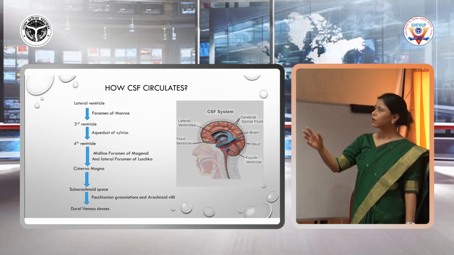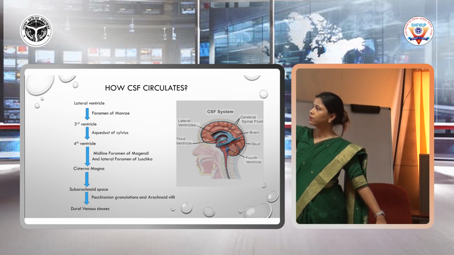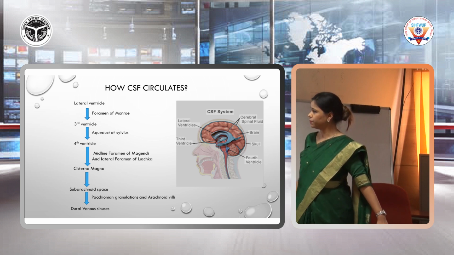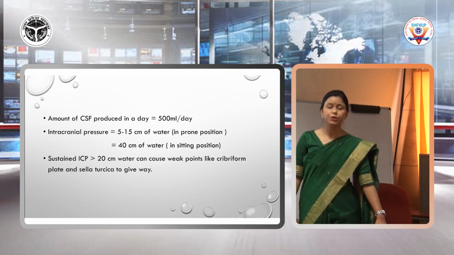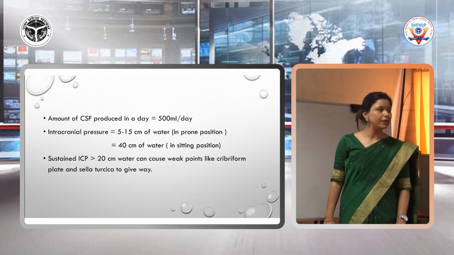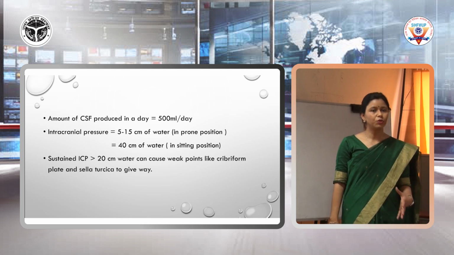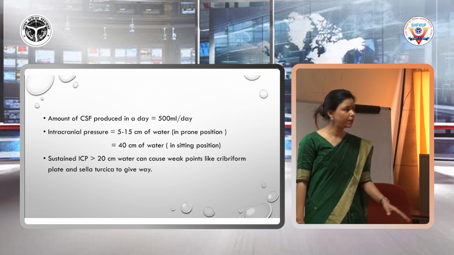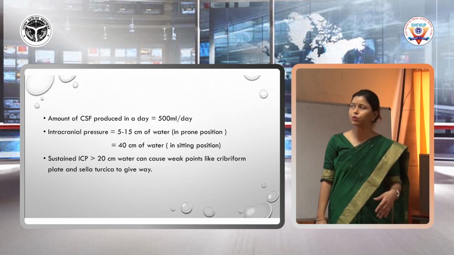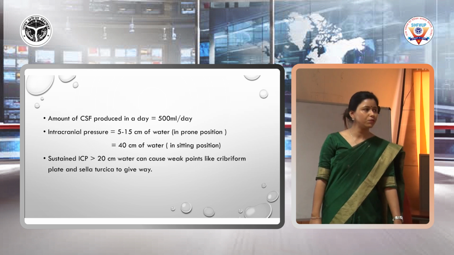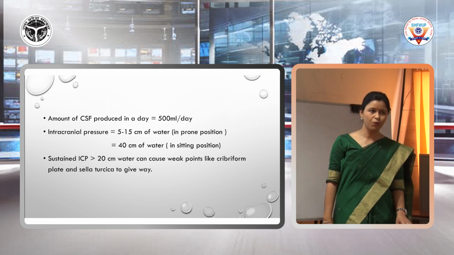So how CSF circulates, we know now. This is the lateral ventricle, this is the third ventricle, this is the fourth ventricle. The amount of CSF produced in a day is 500 ml per day, but the total amount of CSF that is there is only 150 ml. So multiple times it is being produced. The intracranial pressure, this is important. The intracranial pressure is 5 to 15 centimeters of water.